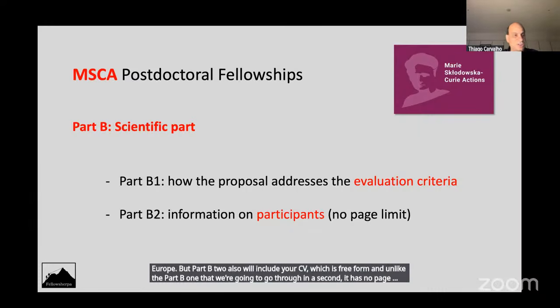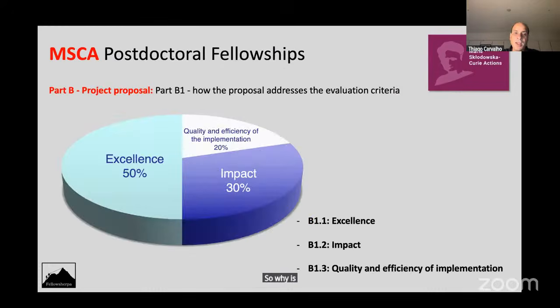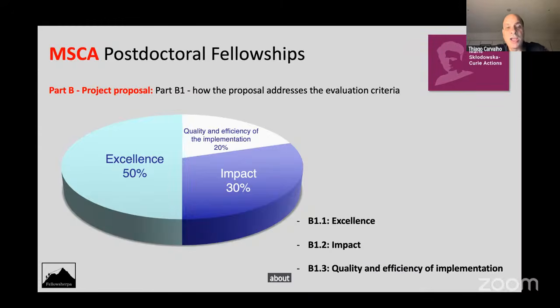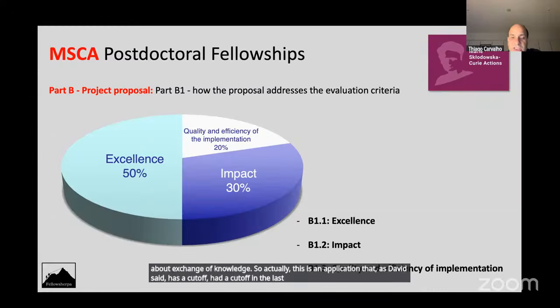So why is this difficult? Well, David showed you this, and it looked already like a 50% focus on science, which would be the excellence. But actually, even that's not true. The excellence includes a lot about things like career development, about exchange of knowledge. So actually, this is an application that, as David said, had a cutoff in the last call over 96 points out of 100. So you cannot neglect any area of it.